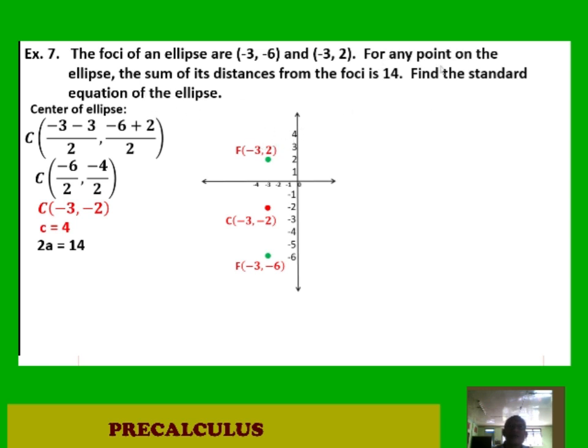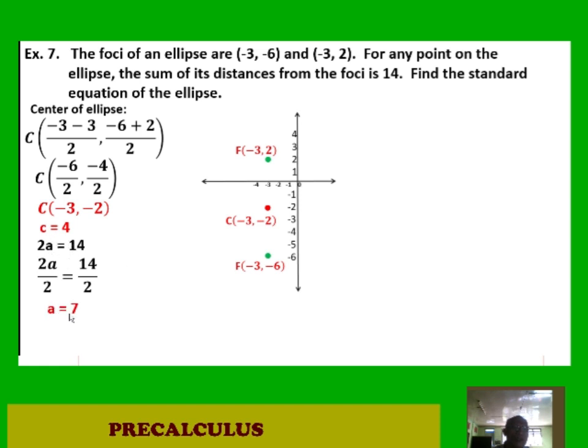Well, for any point on the ellipse, the sum of its distances from the foci is 14. So, from any point, we know that the sum of the distances from any point to the 2 points, the foci, is equal to 2a. This distance is equal to 14. So 2a equals 14. So solving for a, a is equal to 7.